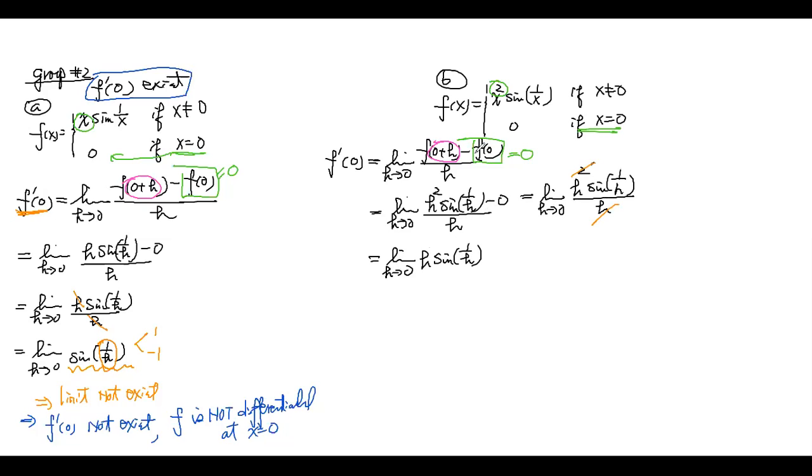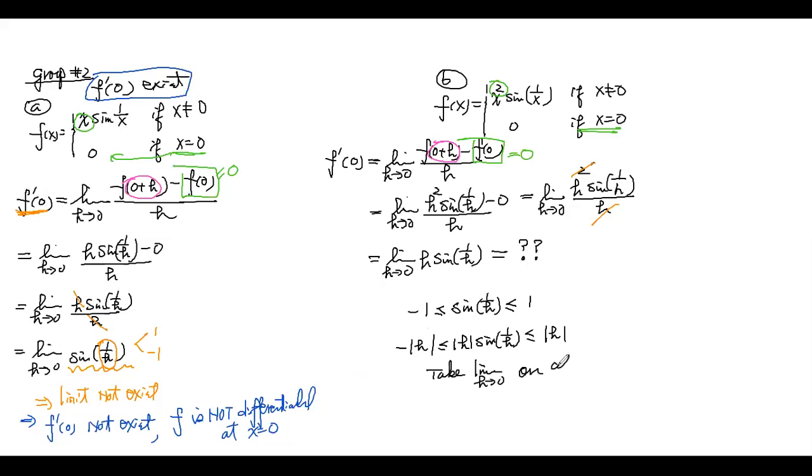Okay, so now I need to decide if this limit exists or not, right? So how to decide it? First thing I know is that the sine, no matter what is inside, is always between 1 and negative 1, correct? All right, so if you multiply by the absolute value of h on both sides, so this will be... correct? Okay, so now let's do this here. Now we will take the limit as h approaches 0 on all three terms.